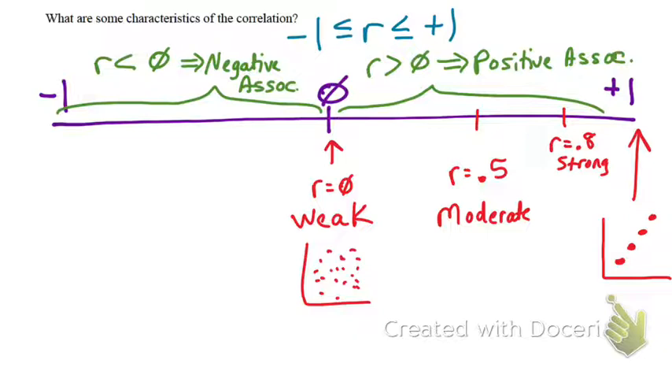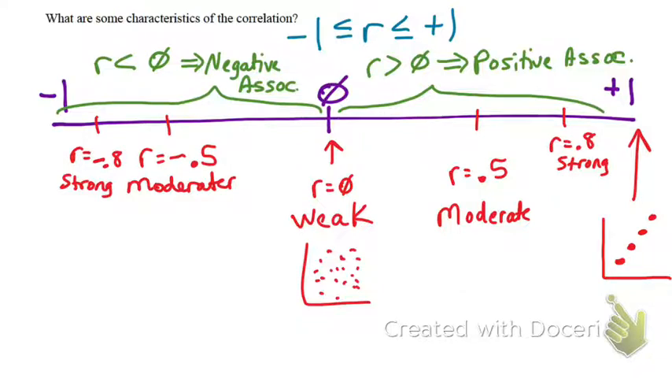Okay. So that's what happens as we go from 0 to positive 1. What do you guys think happens as we go from 0 to negative 1? Same thing, I'm just going in a negative direction at this point. So if r is negative 0.5, how strong is the correlation? It's moderate. Perfect. If r is negative 0.8, that would be strong. But it's just a negative and strong association.